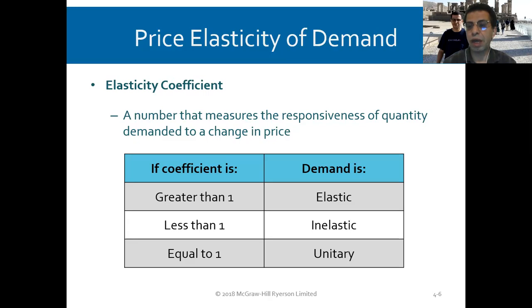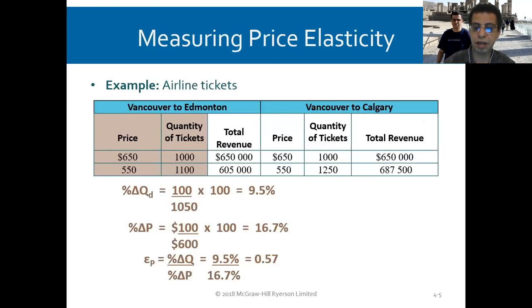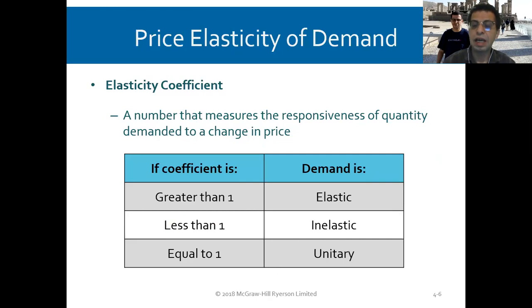So you go, okay, give me 8 then. So that's the demand changed. If the coefficient, which is the number 0.57 here in this case, this is what you call a coefficient. If the coefficient is greater than 1, then it's called the demand is elastic. If it's less than 1, then the demand is inelastic. And if it's equal to 1, then it's called unitary.